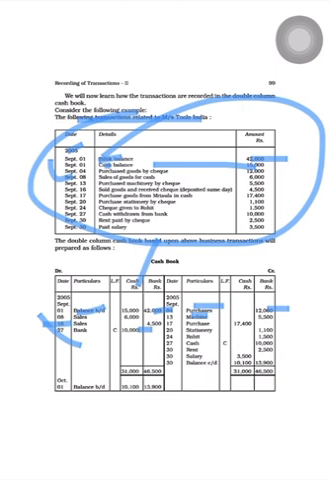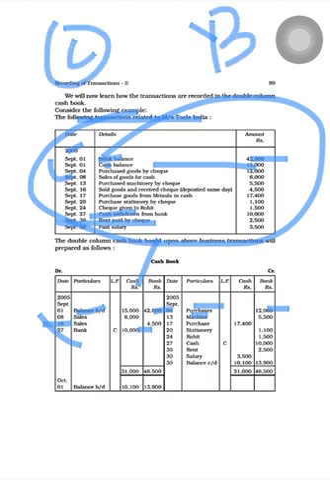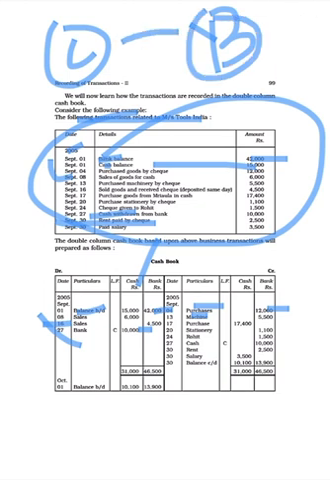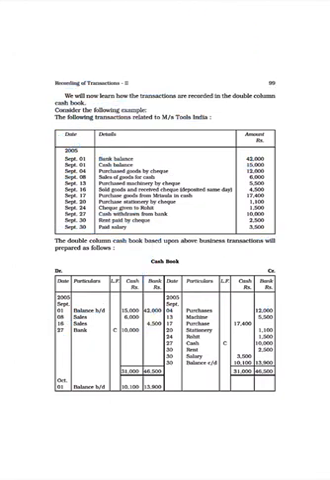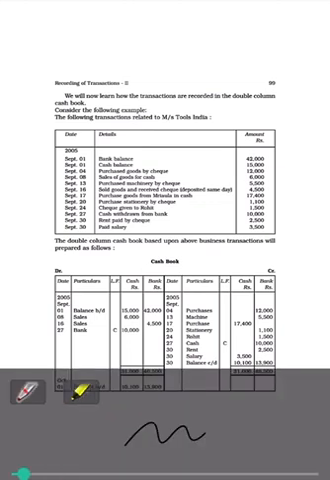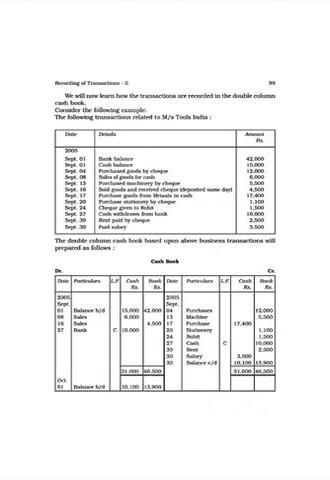Now come to the entry of 27 September, cash withdrawal from bank. Here is the cash and here is the bank. If we are withdrawing cash from the bank, cash will be deducted from the bank and added in the cash book. So this entry will reflect both the columns, cash and bank. So we will call it a contra entry.